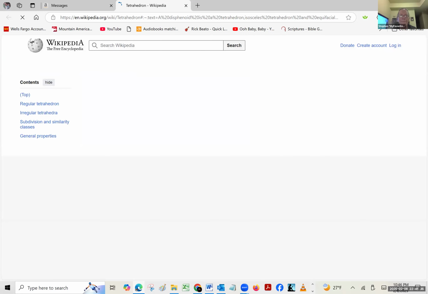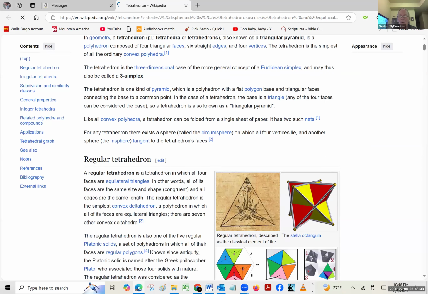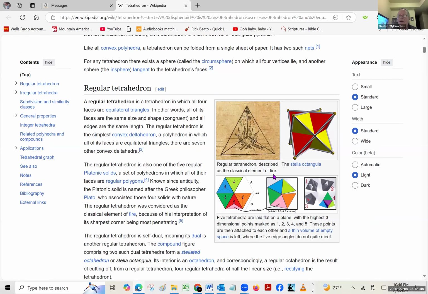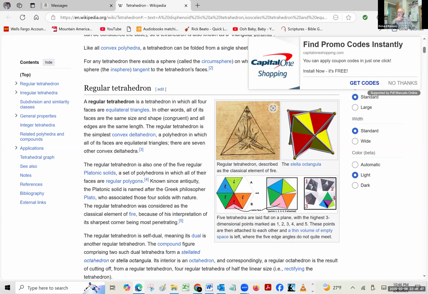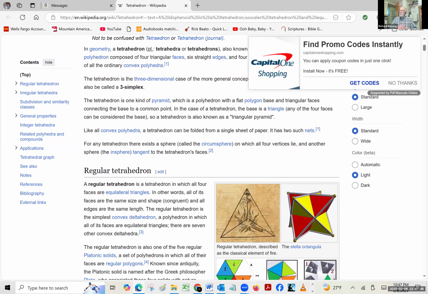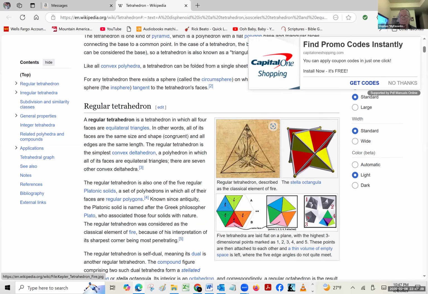Tetrahedron. Oh, this is cool. A regular tetrahedron is described as the classical element of fire. Yeah, I was just looking at that on my phone. I've got several images of the fire, and it had to do with three elements like oxygen, nitrogen, and then in the middle it talked about a chemical reaction, and they all have to be there in order for the fire to manifest.